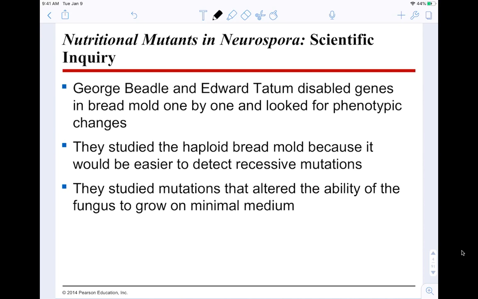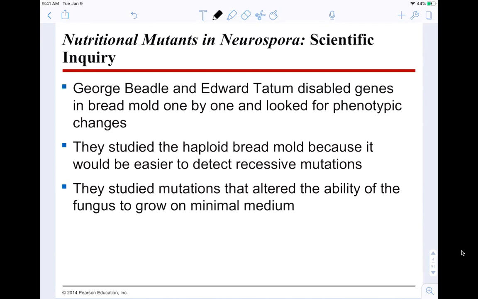Then we're going to look at some of the studies here for Beadle and Tatum. What they did is they actually disabled genes in bread mold. Like, when you leave bread out, it gets kind of funky looking. That's what they were studying. They looked one by one at different traits to see what actually affected the phenotype. What caused a phenotypic change? What caused a physical change? What were they messing with that caused a phenotypic change in this bread mold?